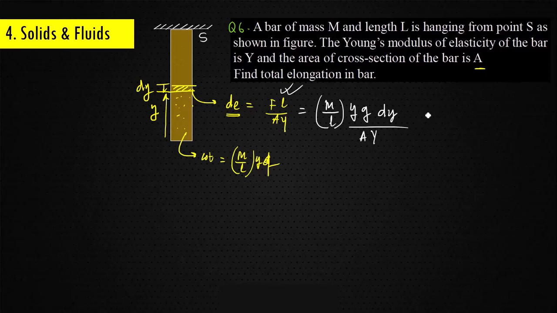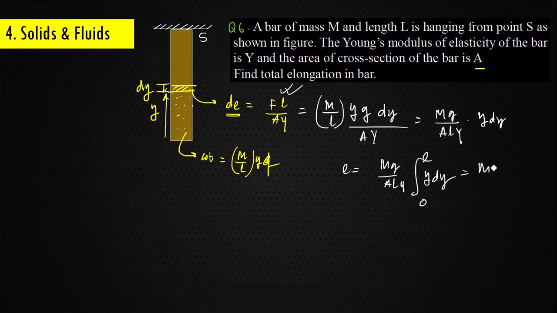Okay, so once I simplify this, it gives (mg/(A·L·Y))·y dy. So the total elongation E equals mg/(ALY) taken out, integration of y dy, limit from 0 to L. Ultimately it becomes L squared by 2, so it becomes mgL/(2AY). Okay, that is the total elongation.